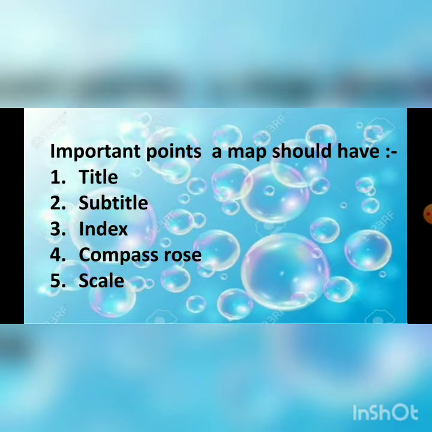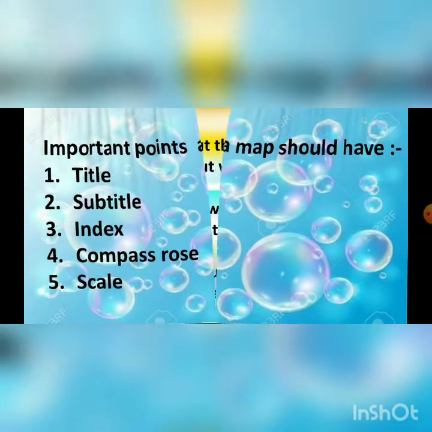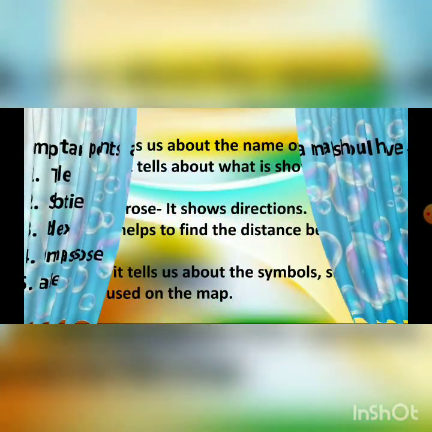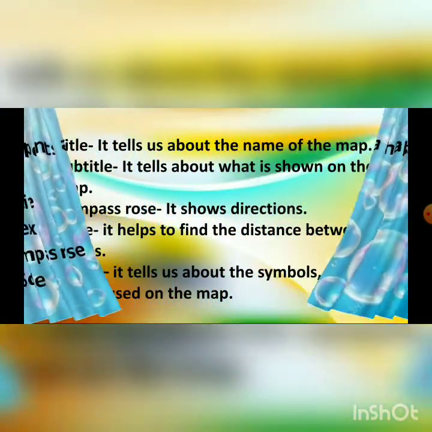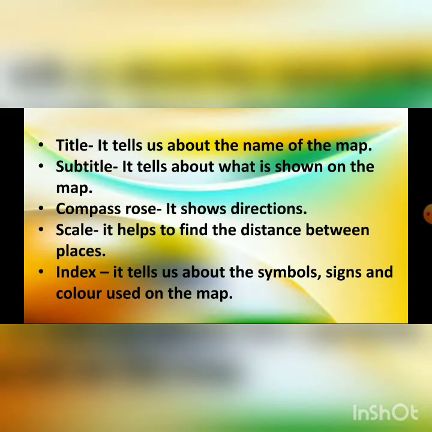Some important points a map should have: title of the map, subtitle of the map, index, compass rose, and scale. Now what does the title tell you? It tells us about the name of the map. Subtitle tells you about what is shown on the map.